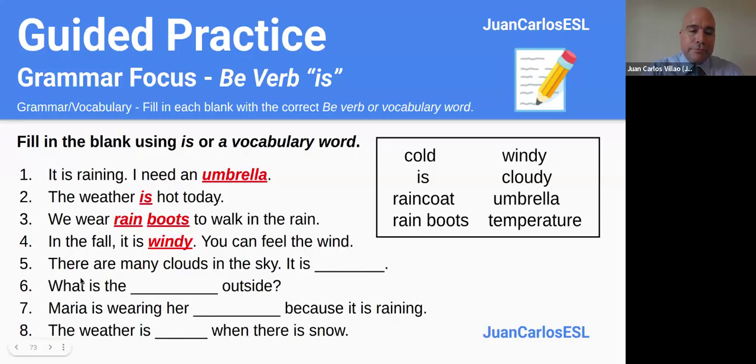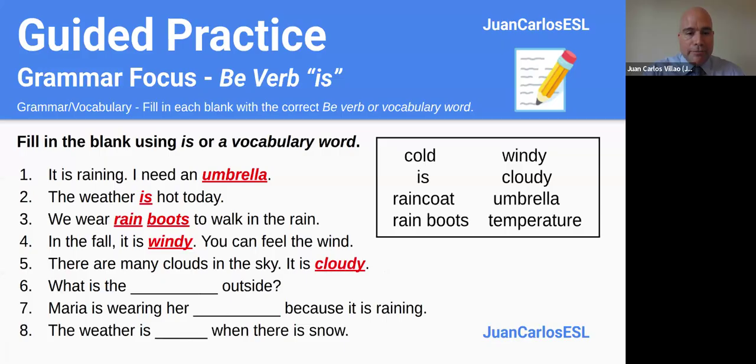Number 5, there are many clouds in the sky. It is blank. Hay muchas nubes en el cielo. It is cloudy. Es nubloso. So there are many clouds in the sky. It is cloudy. Hay muchas nubes en el cielo. Es nubloso.